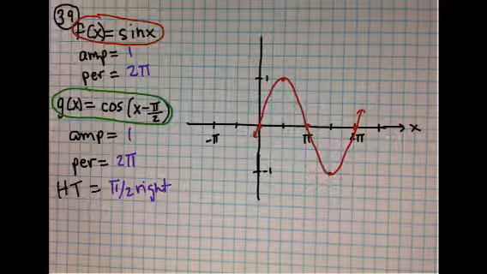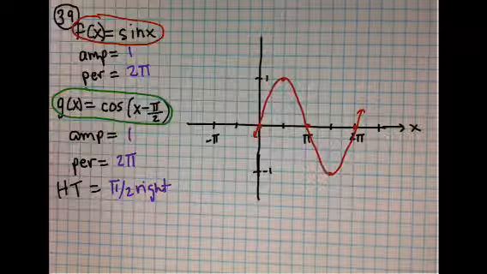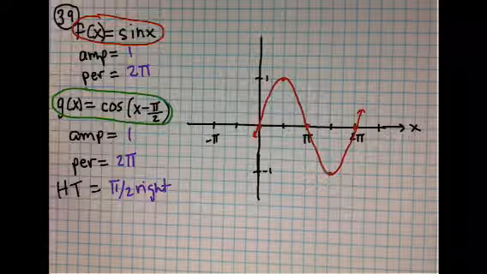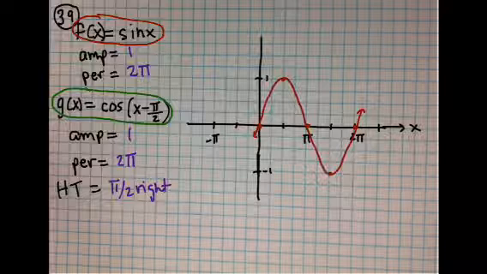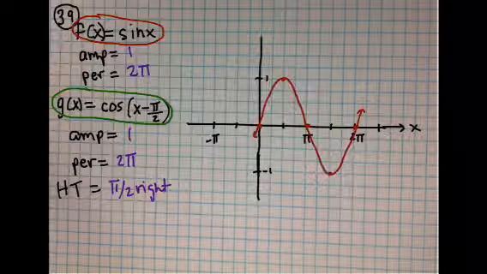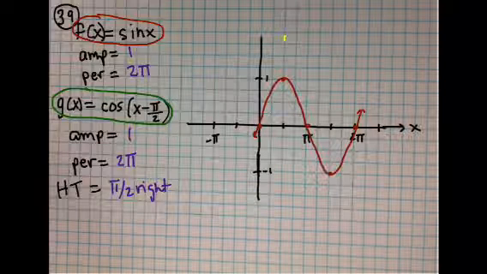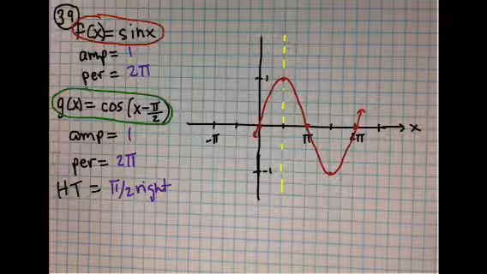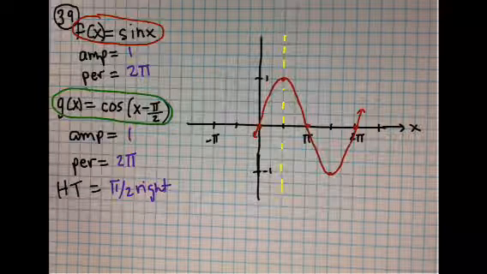Okay, the g of x function has a translation to the right, so I'm going to move the y-axis over to the right, pi over 2 units, which would be 1 tick mark right here. Okay, so that's the yellow line. That's where I'm starting my beginning period.